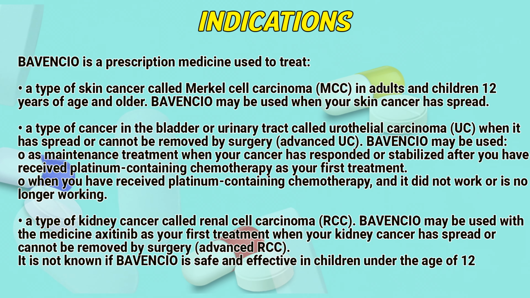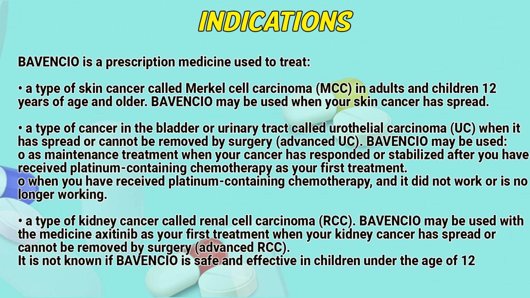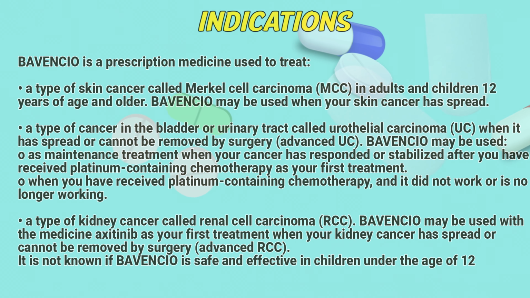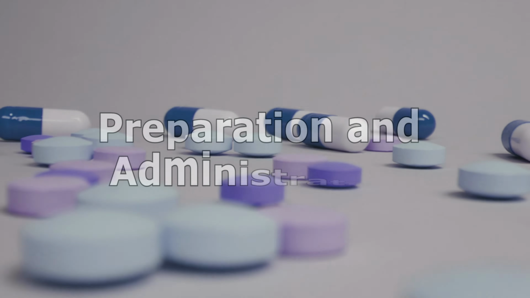A type of kidney cancer called renal cell carcinoma. Bavencio may be used with the medicine axitinib as your first treatment when your kidney cancer has spread or cannot be removed by surgery. It is not known if Bavencio is safe and effective in children under the age of 12.